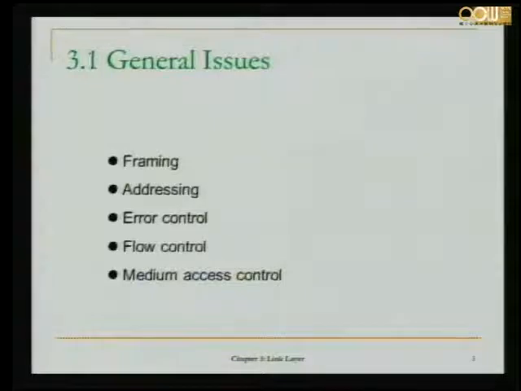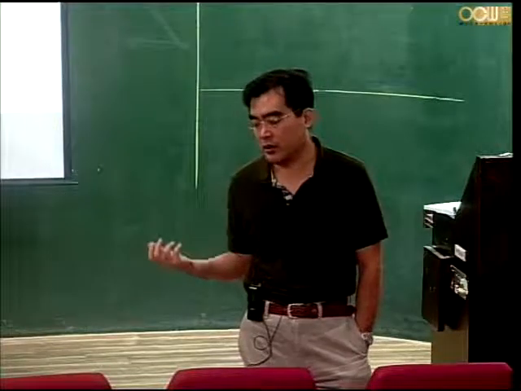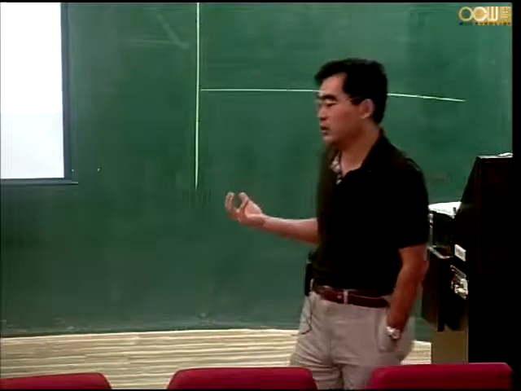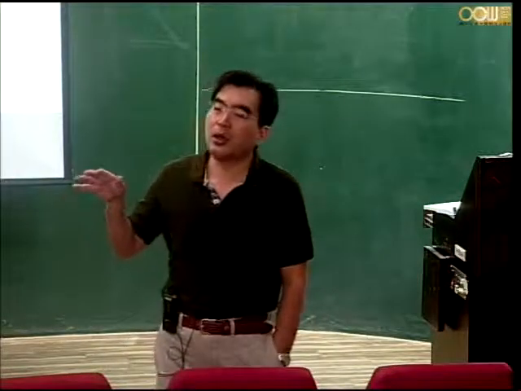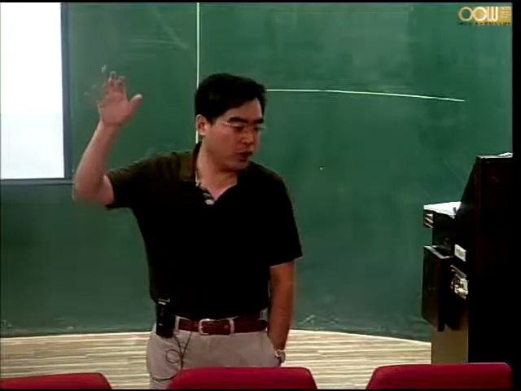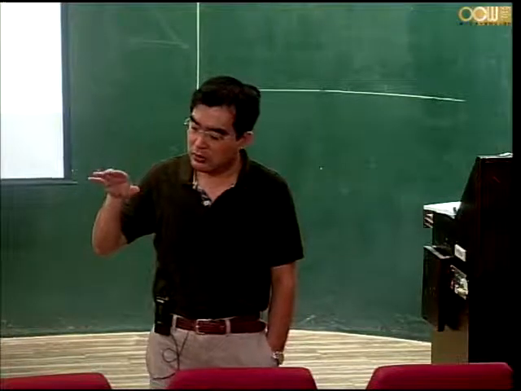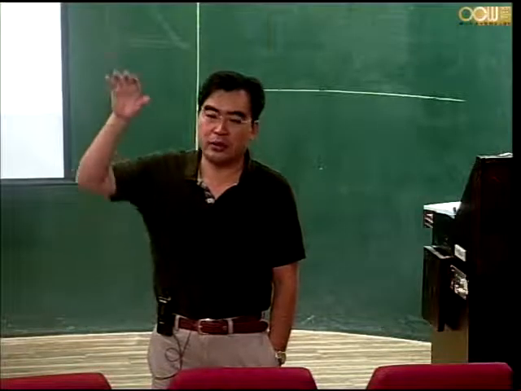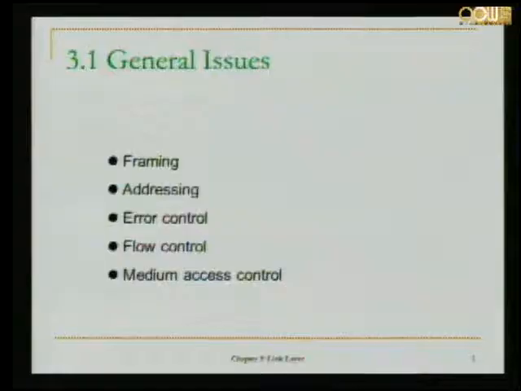Okay, one final comment is that at the link layer we call a data unit a frame. However, in the network layer we call it a packet, and in the transport layer we call it a segment. So different terms, but they mean the same thing. But in order to differentiate whether you are talking about something in the link layer, network layer, or transport layer, we name it differently, from frame to packet and then segment. So here we call it frame.